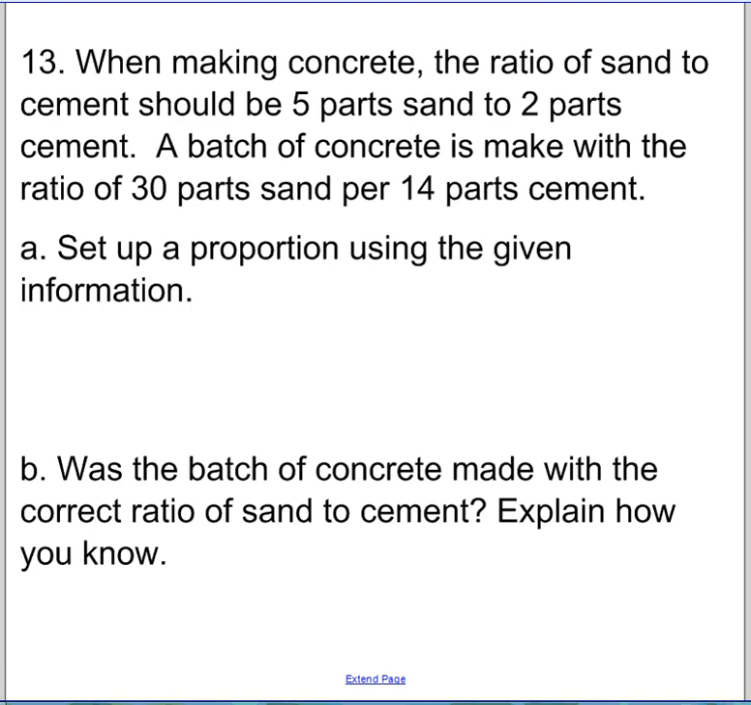Example with concrete now. When making concrete, the ratio of sand to cement should be 5 parts sand to 2 parts cement. A batch of concrete is made with a ratio of 30 parts of sand to 14 parts cement. Set up a proportion using the given information. And so the recipe, or the directions, say 5 parts sand to 2 parts cement.